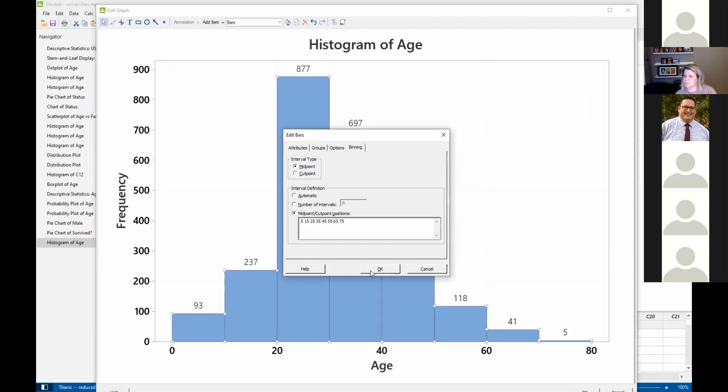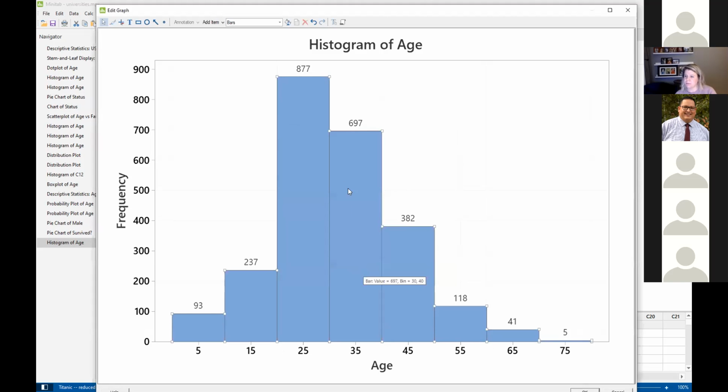You will see exactly the same graph, because I just changed the midpoint or cut point. So this is 0 to 10. What is the middle point of 0 to 10? 5. 10 to 20, what is the middle point? 15. So nothing has been changed. This is the concept of midpoint and cut point.